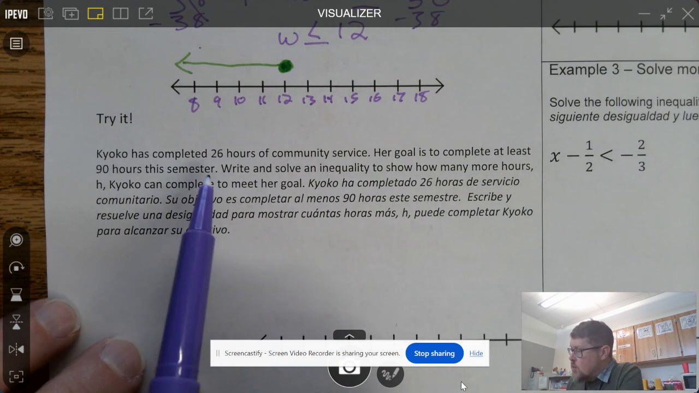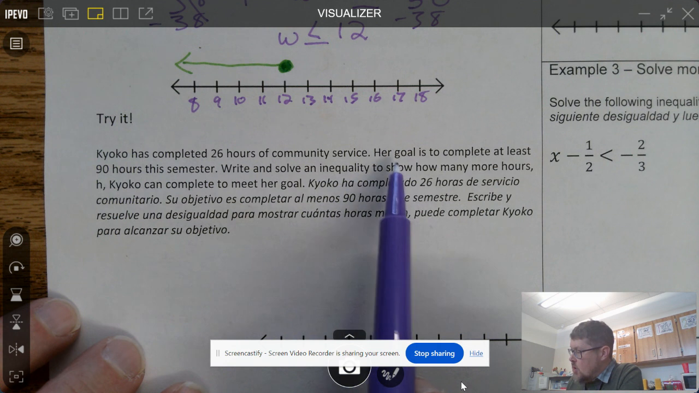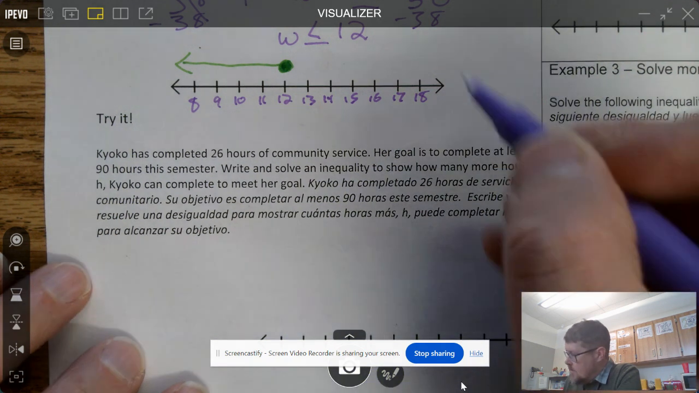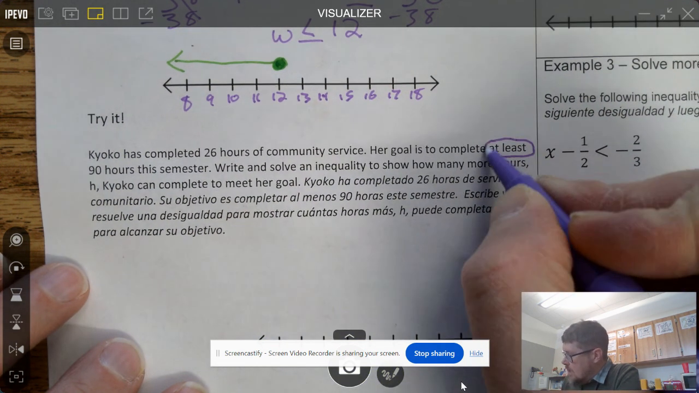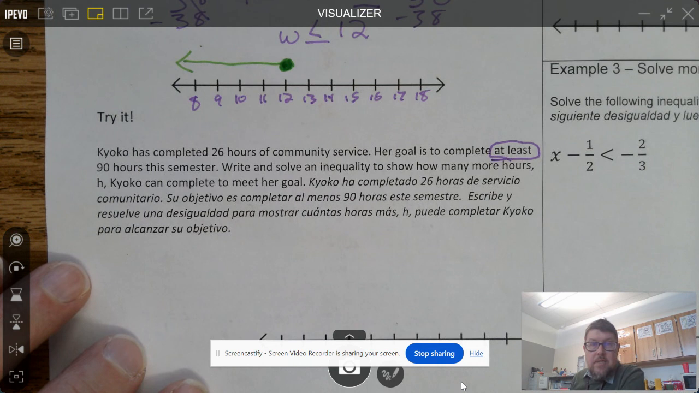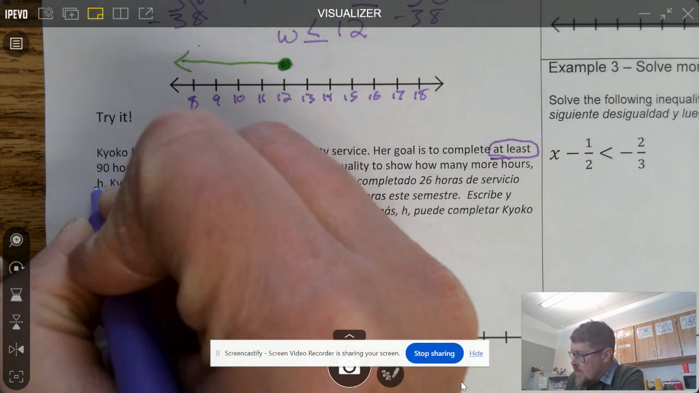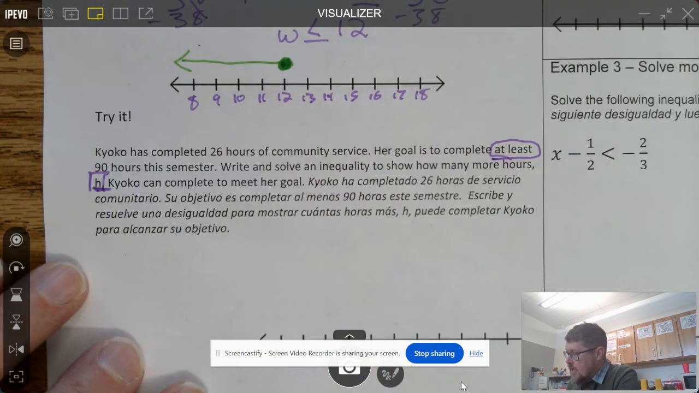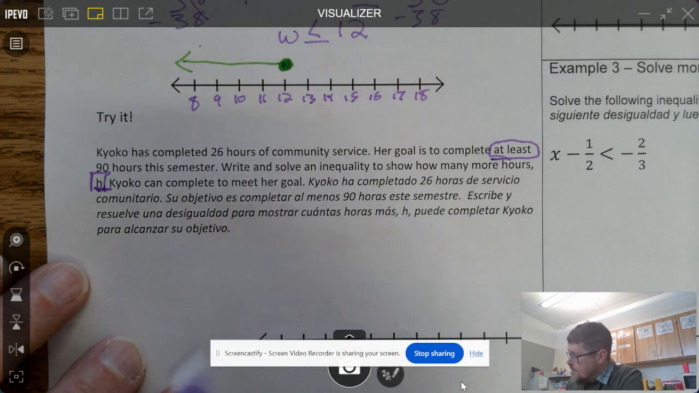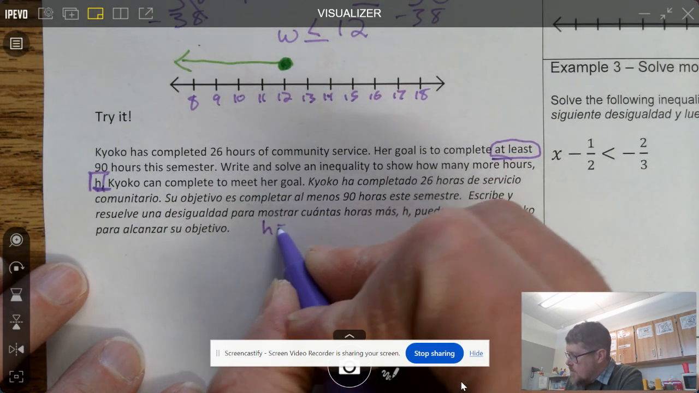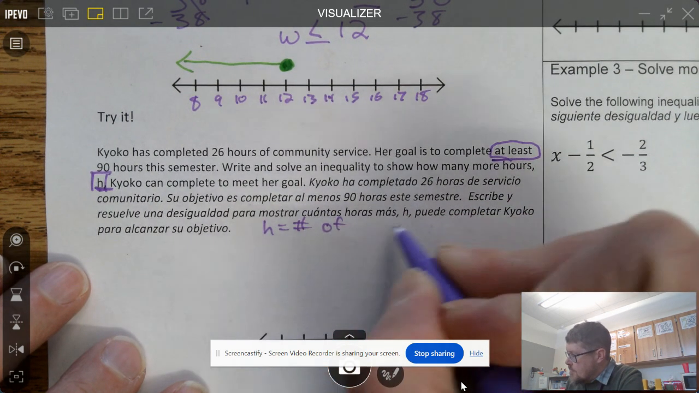Kyoko has completed 26 hours of community service. Her goal is to complete at least 90 hours this semester. Write and solve an inequality to show how many more hours H, that's our variable right there, it's got it defined there, Kyoko can complete to meet her goal. So H equals number of hours.